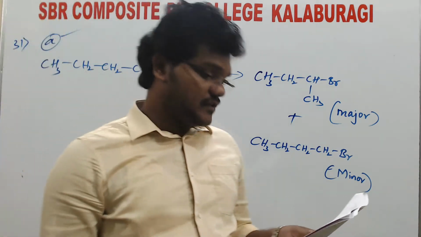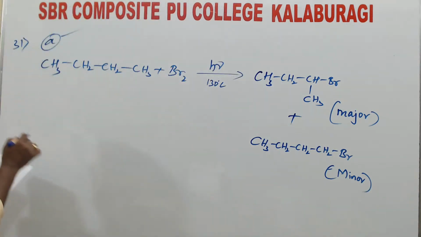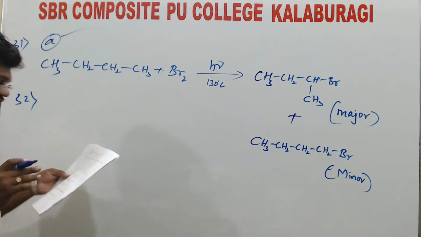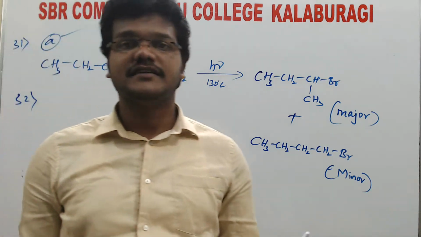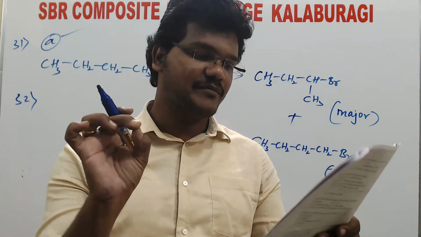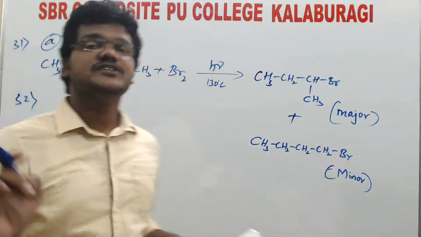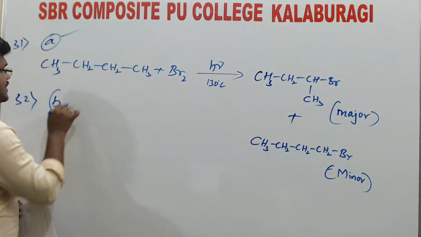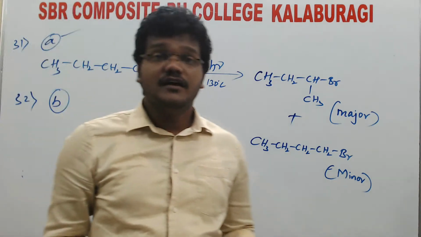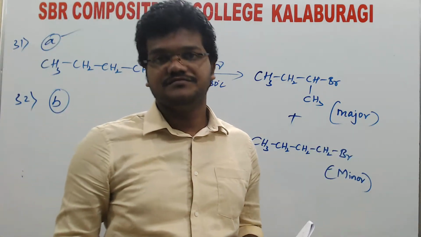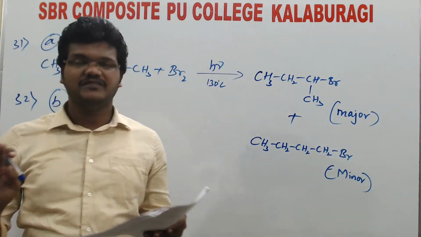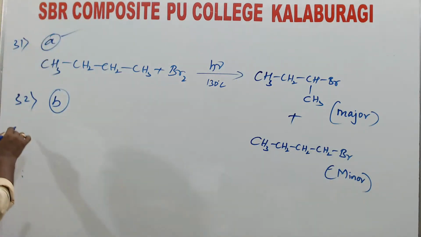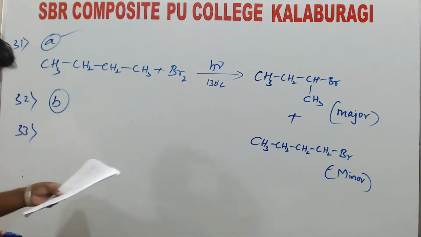So let's go for 32. The tetrahedral nature of carbon was first given by Le Bel and van't Hoff. Option B. It's very simple. Le Bel and van't Hoff have given the tetrahedral nature of carbon. So that is option B for 32. Let's go for 33.